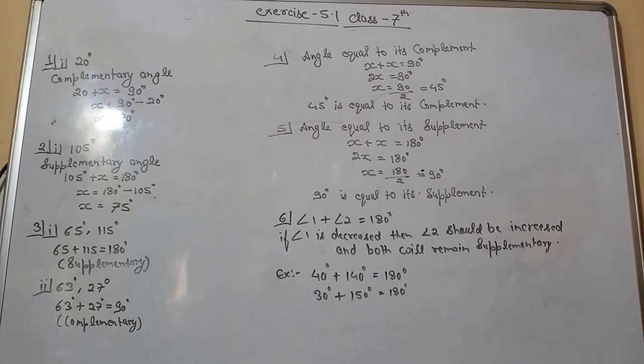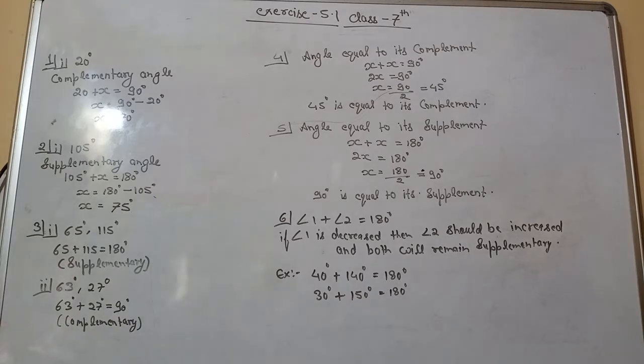In the third question, what is given? Identify which of the following pairs of angles are complementary and which are supplementary. The pair which has a sum equal to 180 is supplementary, and the pair of angles having a sum equal to 90 degrees is complementary. Here you can see the first option is 65 degrees and 115 degrees. When we add these two angles, we get 180 degrees, so this is a pair of supplementary angles. Similarly, in option number 2 of the same question, 63 degrees plus 27 degrees, when we add these two angles, we get 90 degrees. So when the sum of two angles is 90 degrees, they are complementary angles.